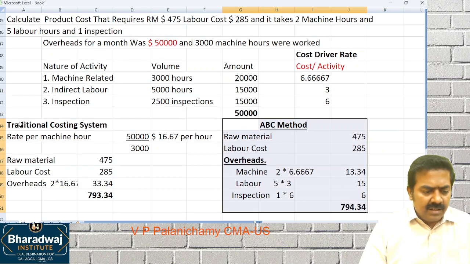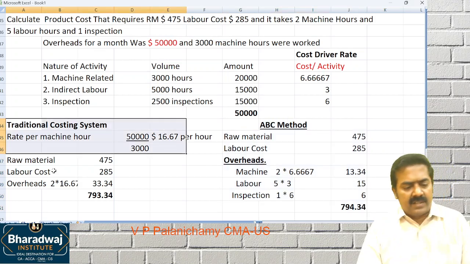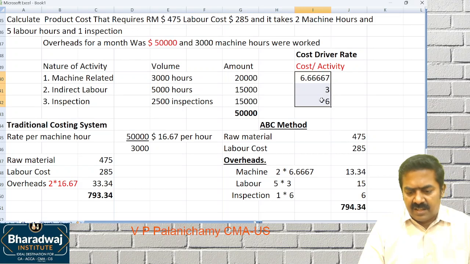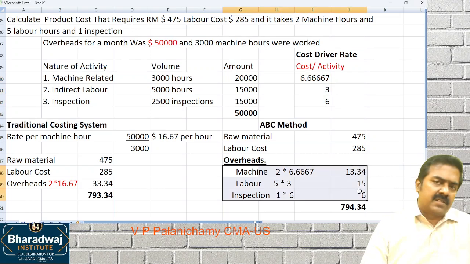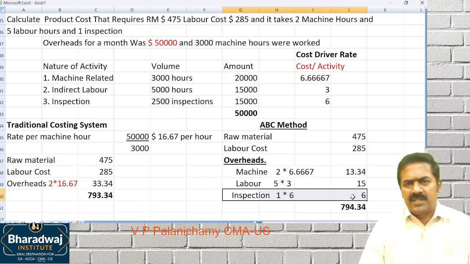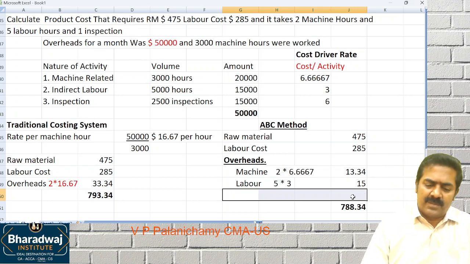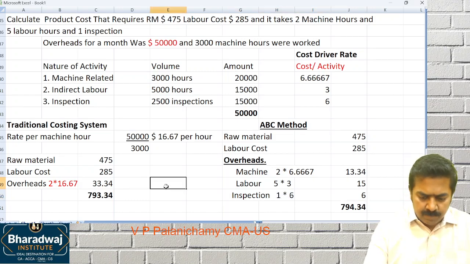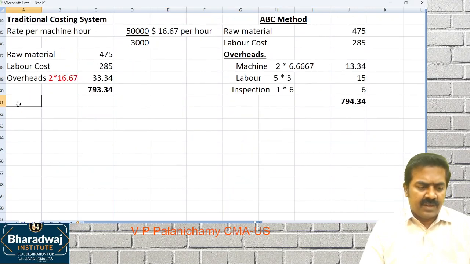Do you understand? Traditional costing system, single base of allocating the cost. Overheads are absorbed based on number of hours. Activity-based costing system, these are the activities and the activity cost. Based on that, we assign the cost. For example, if the customer says, no, I'll take care of inspection, you don't do inspection, you just manufacture and deliver, then you will not charge that cost to the customer. So activity-based costing system is advantageous in that manner. Take up this question.